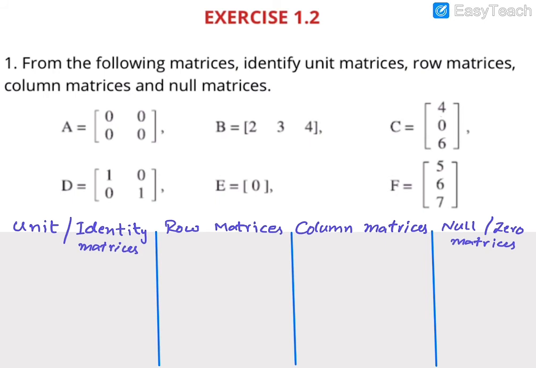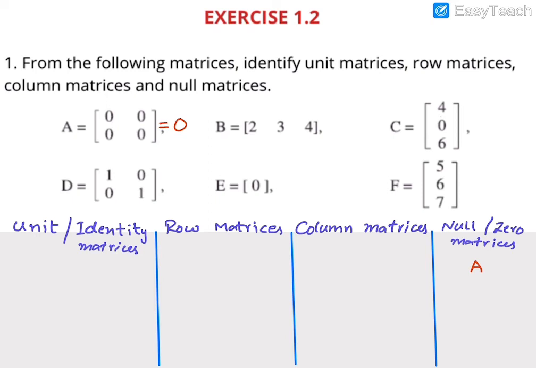Question number 1 is: from the following matrices, identify unit matrices, row matrices, column matrices and null matrices. First of all, look at A. All elements are 0, so it's a null matrix. So you can write here A. A is a null matrix because all elements are 0. It should be denoted by O anyhow, A also okay.